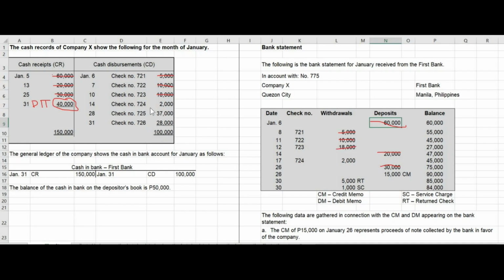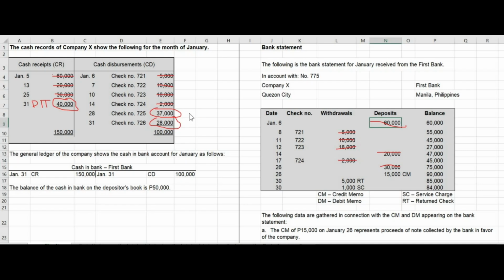So, next, no, yung 724. So, the same din, reflected already in your bank statement. Next, yung check number 725. So, kung titingnan natin dito sa ating bank statement, hindi pa siya naka-reflect. So, ibig sabihin, this amount here, 37,500. And yung 28,000 natin ay actually mga reconciling items.